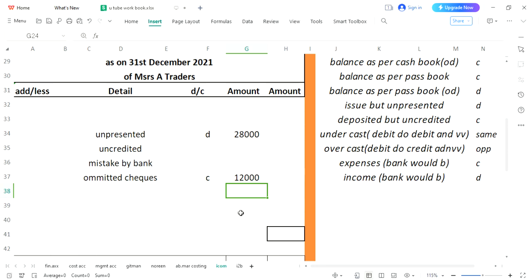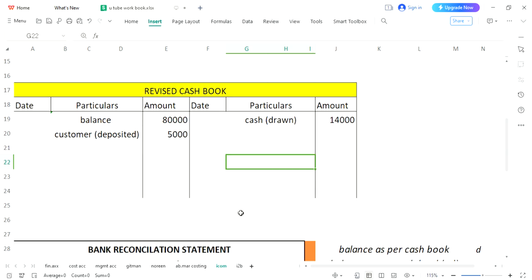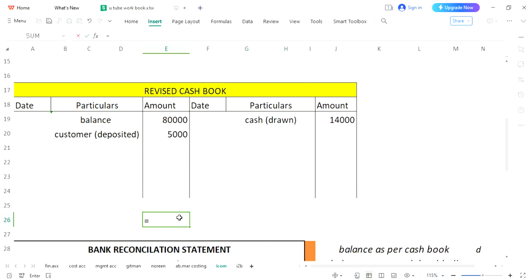So all entries we have completed. As you know, there are no uncredited checks. There is no mistake by the bank, so you can leave it. Now let's start balancing our cash book. The first step is to calculate the total of both sides. We have only two amounts on the debit side. Let's take the sum, and now the sum of the credit side, only one amount is present, the sum is over here. The first step is completed.